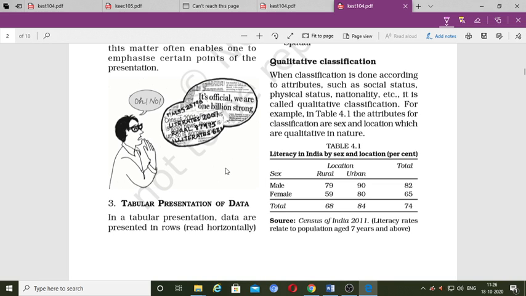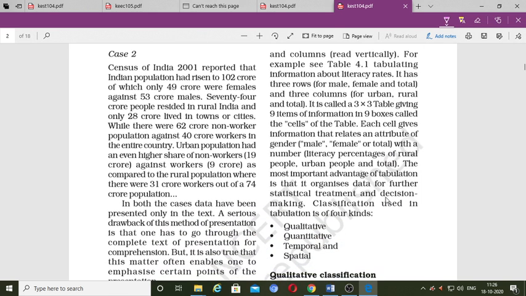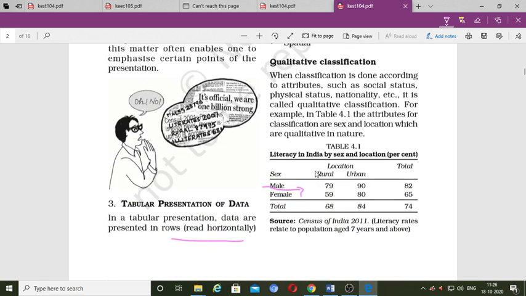Now we will see tabular presentation of data. In tabular presentation, data is presented in rows and columns. Rows are read horizontally. For example, see Table 4.1, which shows information about literacy. There are 3 rows, male, female, and total, and 3 columns, urban, rural, and total. You can see here.